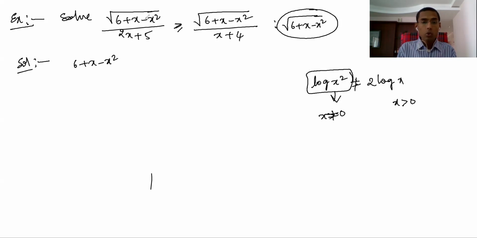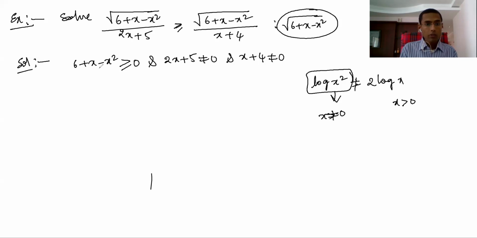So when you have a root, you must be careful. That means this is greater than or equal to 0, one thing. And another thing is the denominator cannot be 0. That means 2x plus 5 must not be 0, and x plus 4 must not be 0. These are the conditions. So now here, x square minus x less than or equal to 0, and in this case x is not equal to minus 5 by 2, and in this case x is not equal to minus 4.